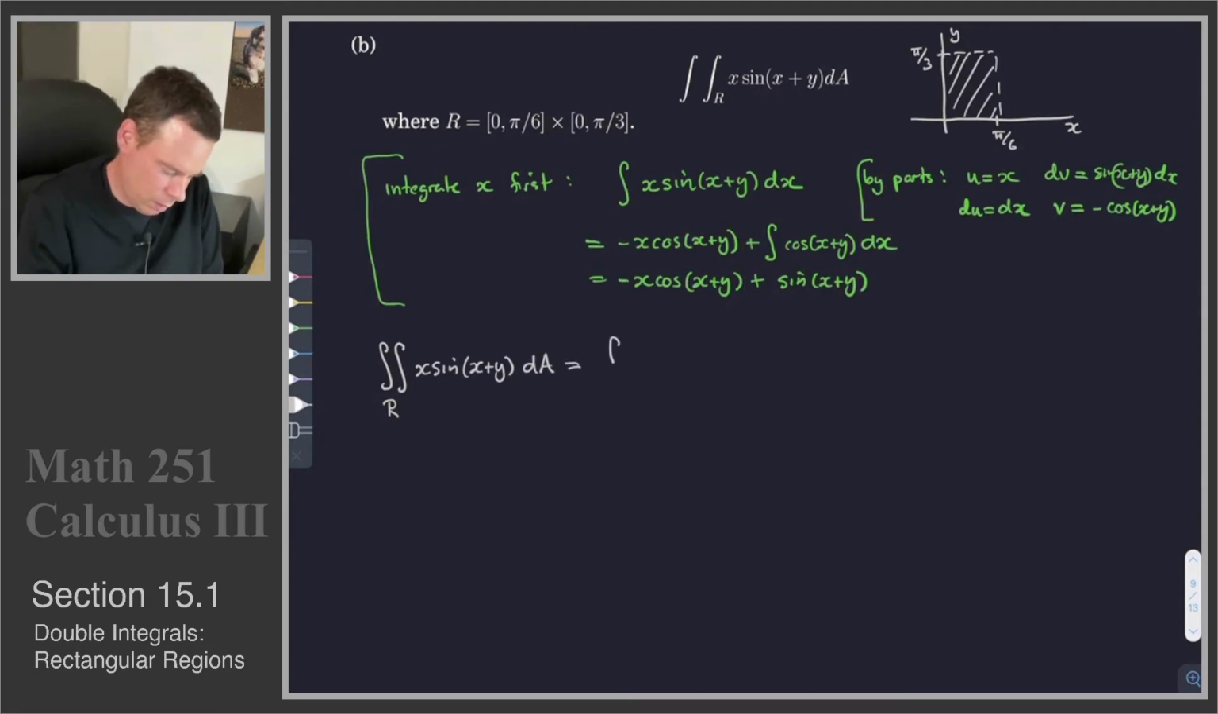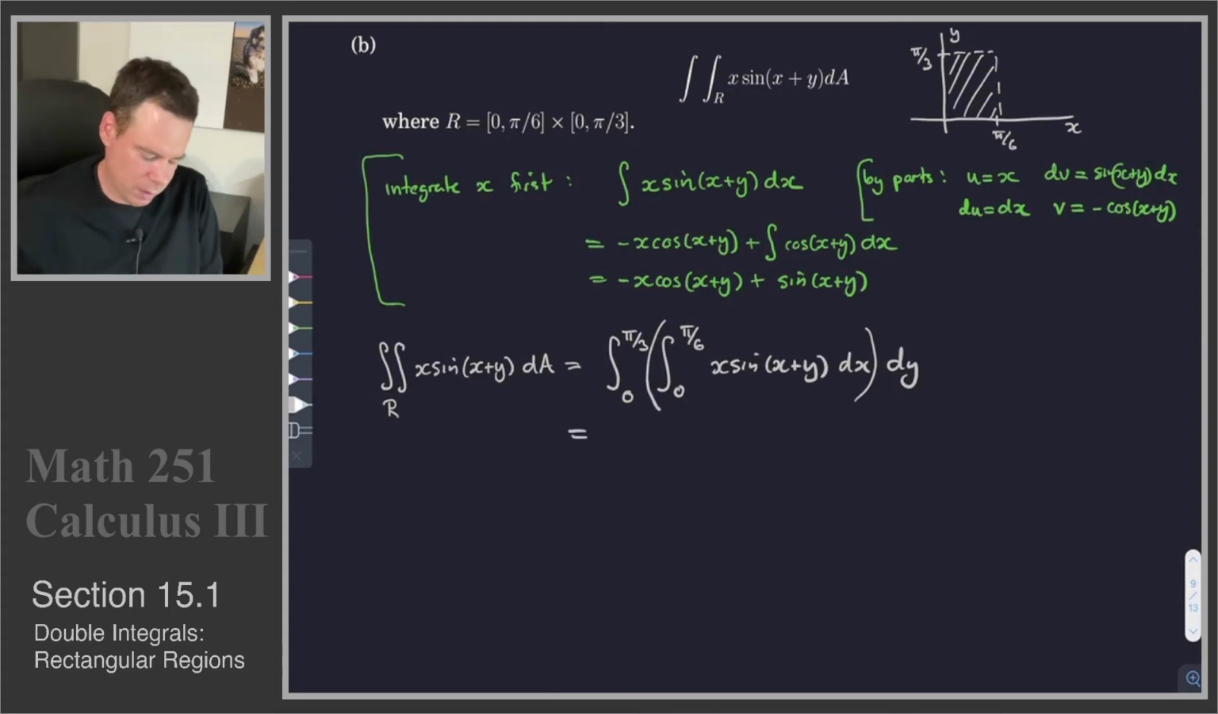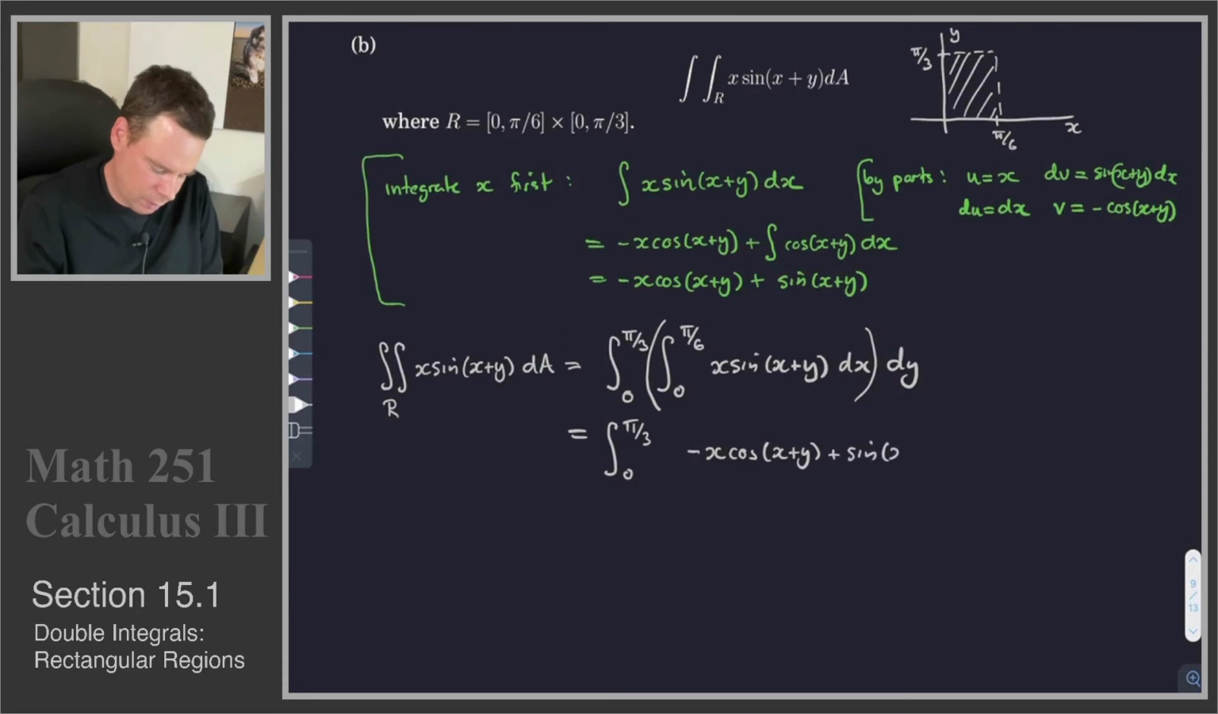We're going to do it by doing the y integral as the second integral and the x integral as the first integral: x sin(x + y) dx dy. I'll put parentheses around it just to focus our attention. That innermost integral is the x integral, and we've already worked out the antiderivative above. We used integration by parts to get that. So this would be negative x cos(x + y) plus sin(x + y).